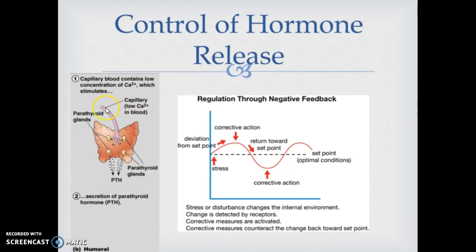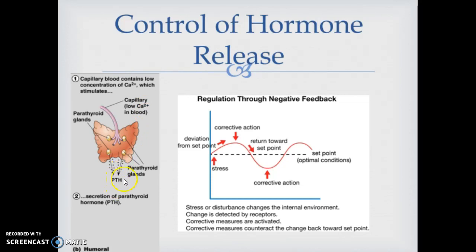We can see up here that there's a capillary, which carries blood, and in that blood there's calcium. And when the calcium is too low, the parathyroid glands detect that, and in turn release parathyroid hormone. Parathyroid hormone would then go to the bones, cause the bones to release calcium, raising the blood calcium level. Once blood calcium levels are increased, PTH is no longer released from the blood.